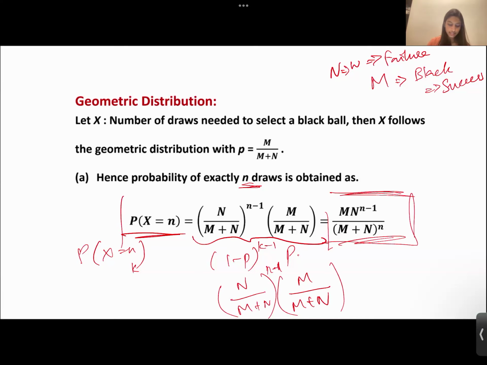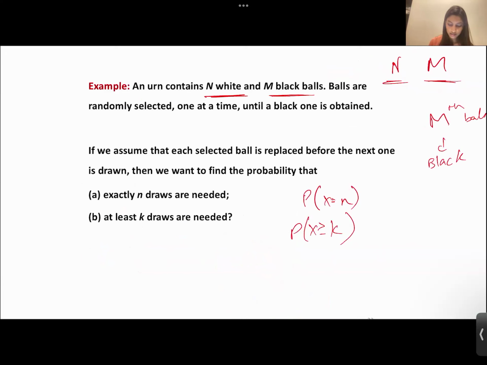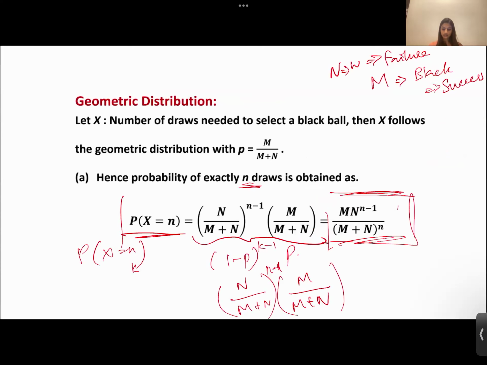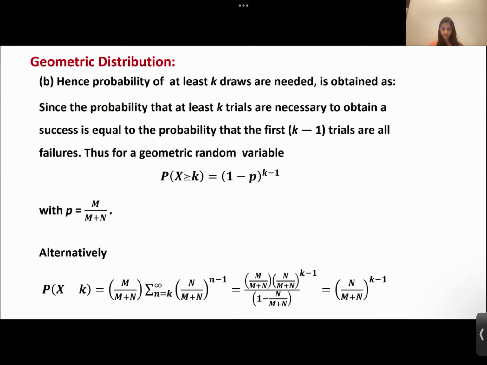So whenever you see a question where an urn contains n white and m black balls, and you want to calculate on which draw you get the success, you just apply this formula. And now there's one more thing: the probability of at least k draws. Just a second.